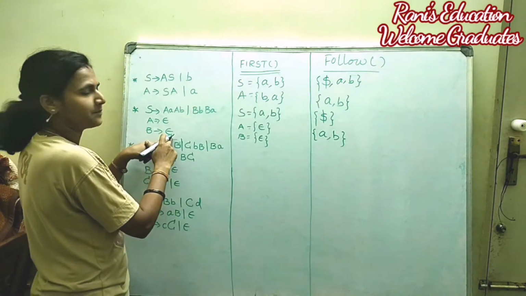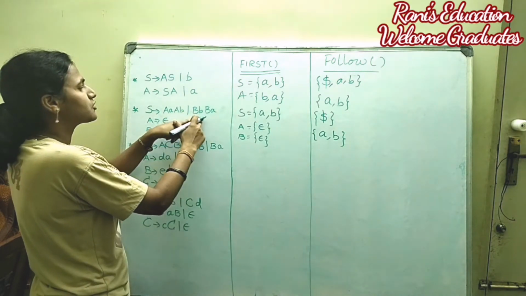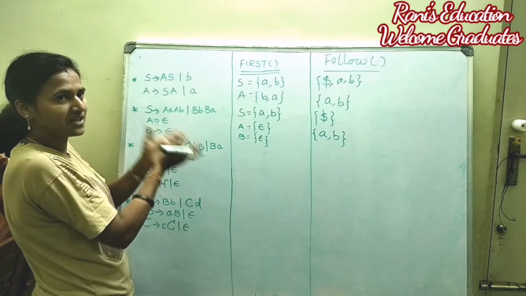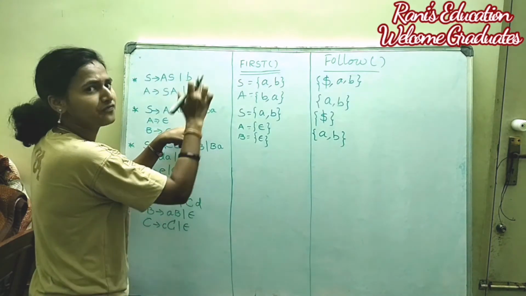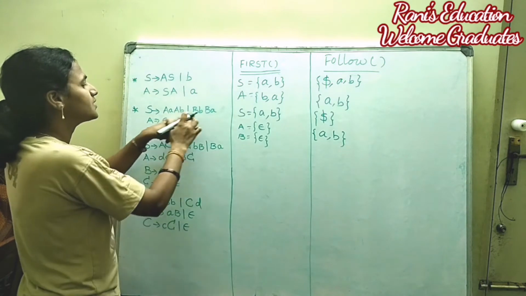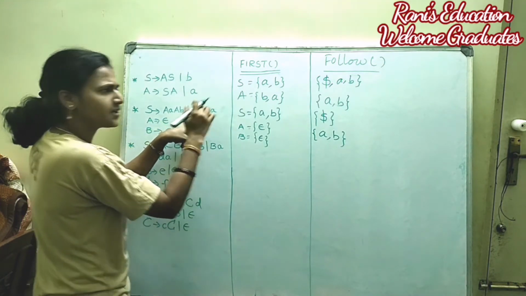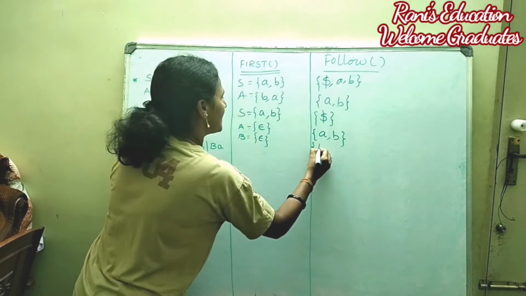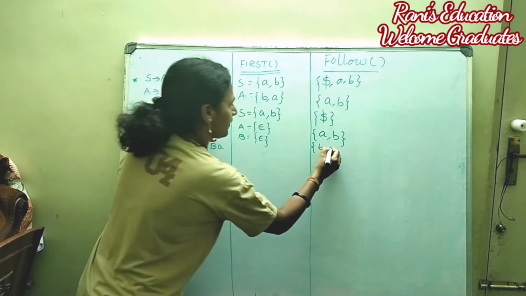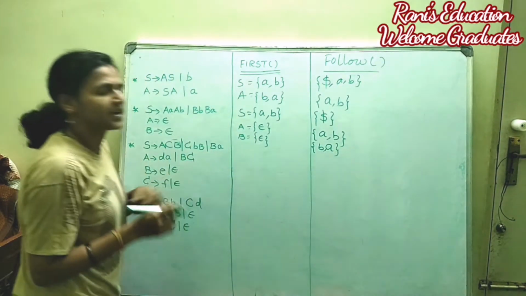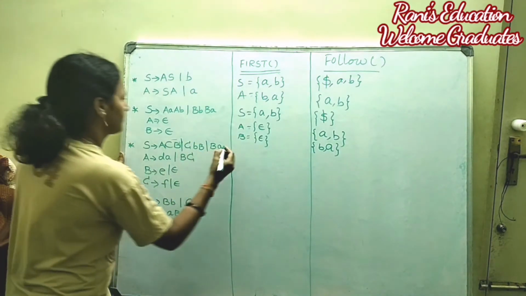Go for follow of B. Here B is defined at the RHS of the productions, so we need to find out the immediate grammar symbols. If there are any immediate grammar symbols, for those symbols you need to find out the first function. Okay. So after B, we have the terminal b. What is first of a terminal? The terminal itself, that is b. And here we have one more terminal, that is small a. First of a is a. That is follow of B. Now move on to one more example here.